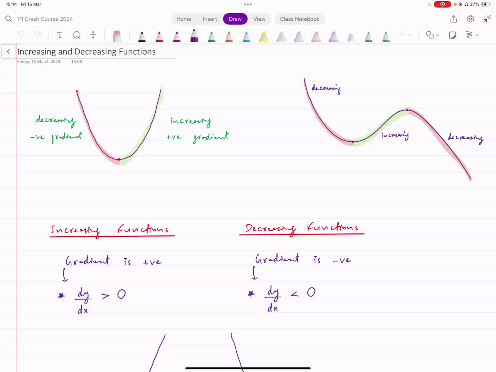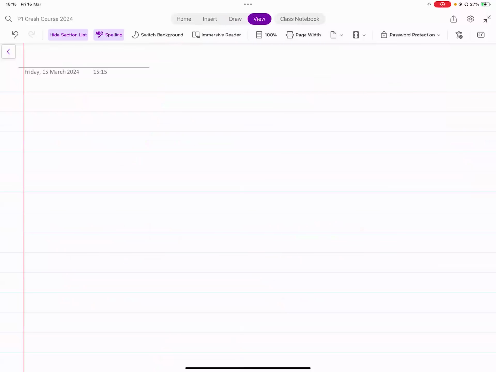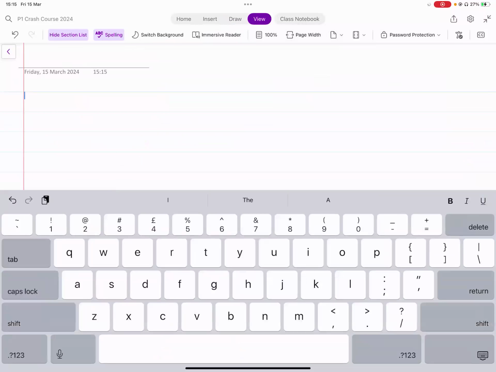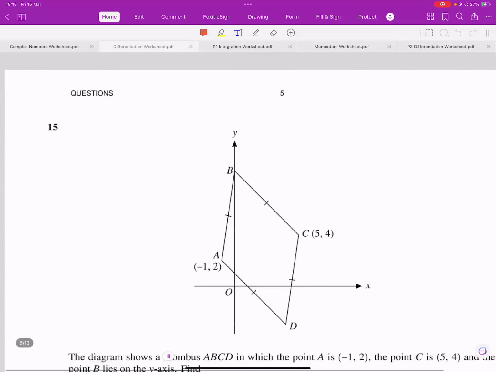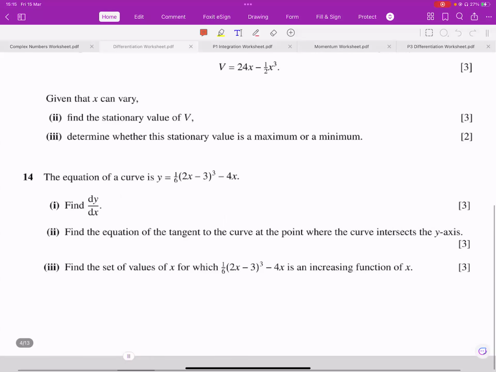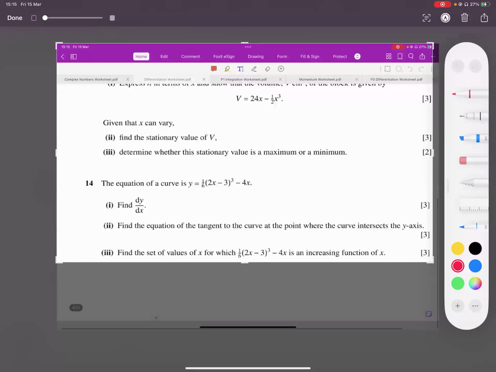Any problem with this? Any questions on this? Pretty straightforward until now, right? Now let's have a look at some questions from the worksheet related to increasing and decreasing functions. Let's start with the one that you asked about, question number 14, that Hazim asked about. Let's start with that. Okay. Question number 14 from the worksheet. Let's have a look at this now.